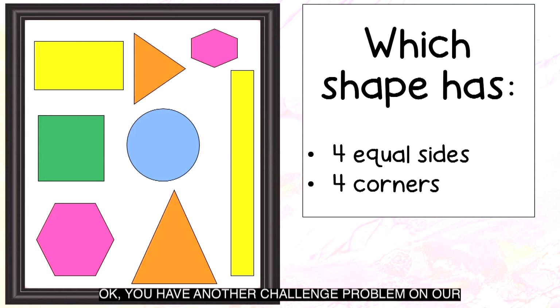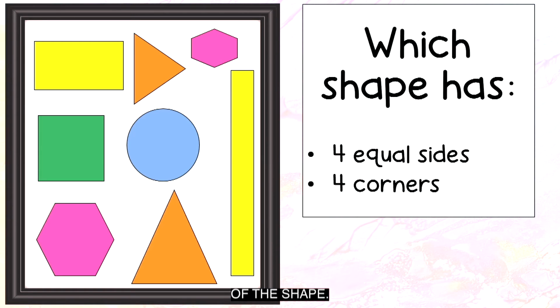Okay, you have another challenge problem on our large piece of art. This time, I want you to locate the shape that has 4 equal sides and 4 corners. When I say go, yell out the name and color of the shape. Go!